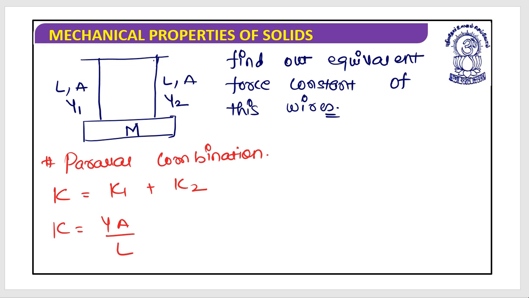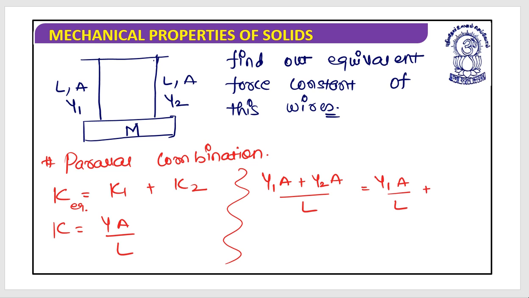So when I use K, it equals Y into A by L. This could be written as K equivalent, which is Y1 into A plus Y2 into A, divided by L. That is equal to Y1 A divided by L plus Y2 into A divided by L. I hope this is clear. Is it clear?